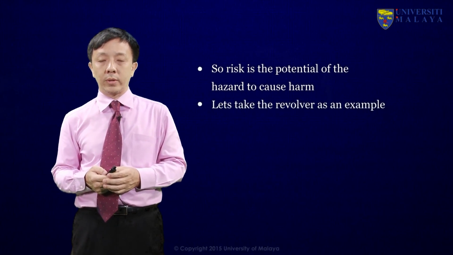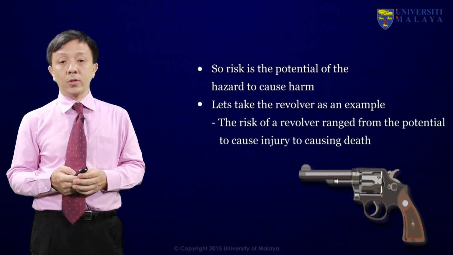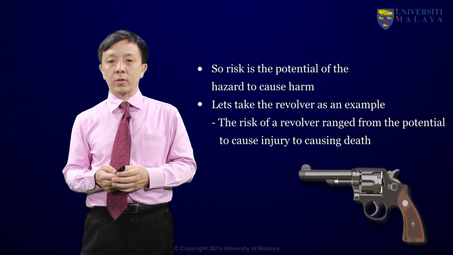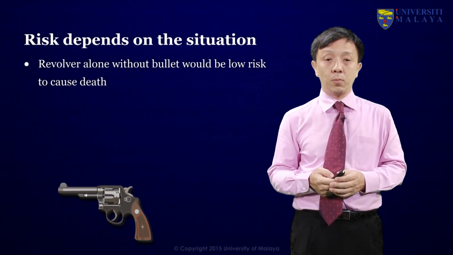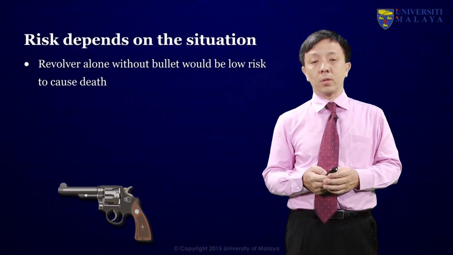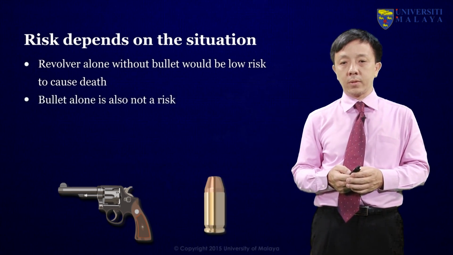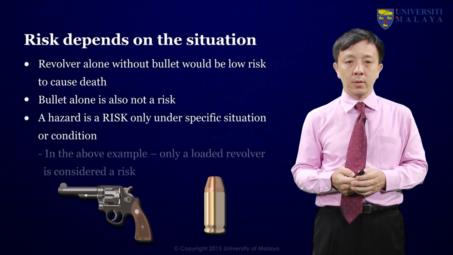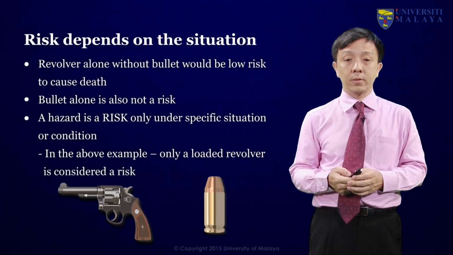Let's look at a revolver as an example. The risk of a revolver ranges from potential to cause injury to causing death. Risk depends on the situation. A revolver alone without the bullet would be low risk to cause death. A bullet alone is also not a risk. A hazard is a risk only under specific situation or condition. In the above example, only a loaded revolver is considered a risk.